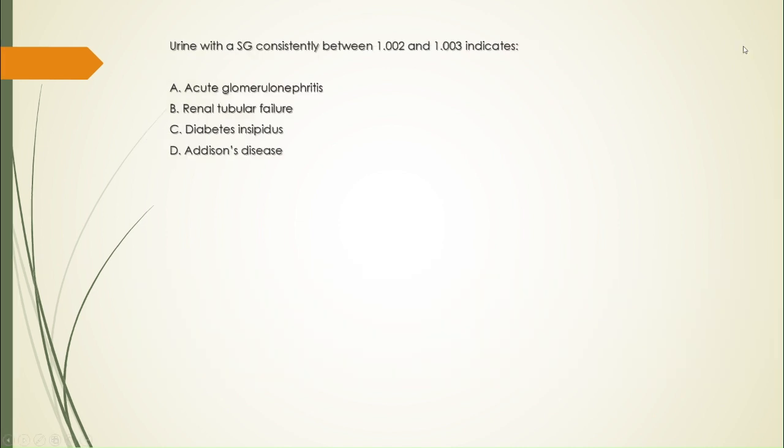Urine with a specific gravity consistently between 1.002 and 1.003 indicates A. Acute glomerulonephritis. B. Renal tubular failure. C. Diabetes insipidus. D. Addison's disease.